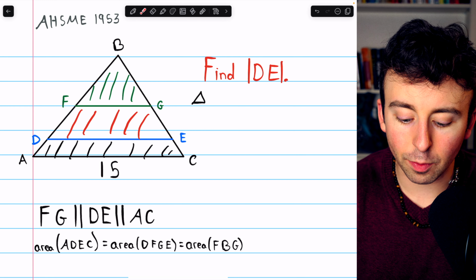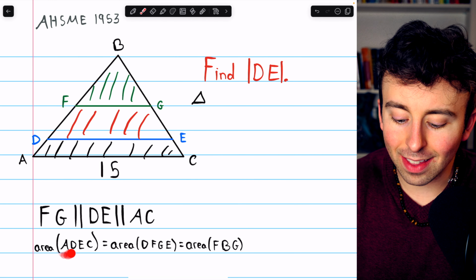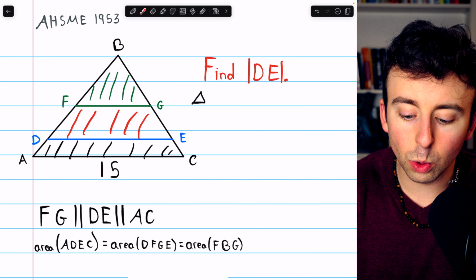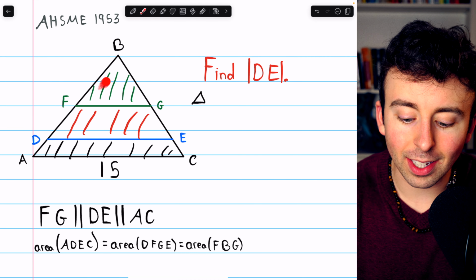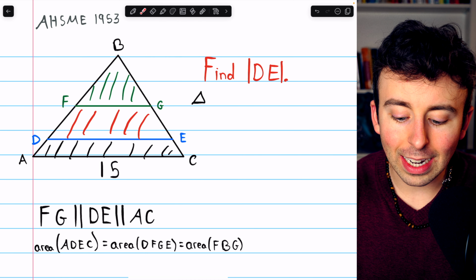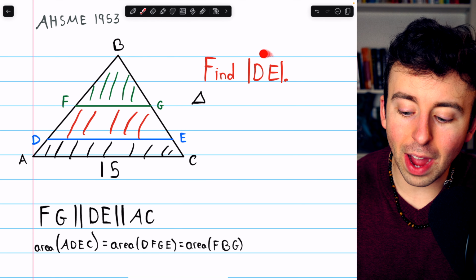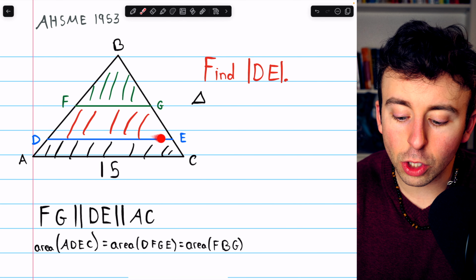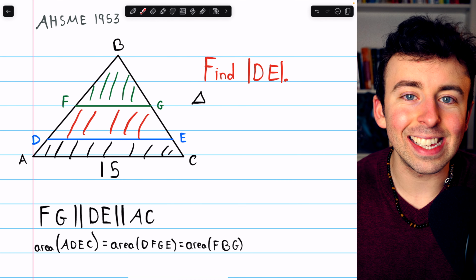So you can see all that information written here. These two lines are parallel to that base, and the areas of these two quadrilaterals are equal. They're also equal in area to this triangle at the top. So these two lines have split up the triangle into three sections with equal area. Now the question is to find the length of the line closer to the base of the triangle. So the length of line DE.